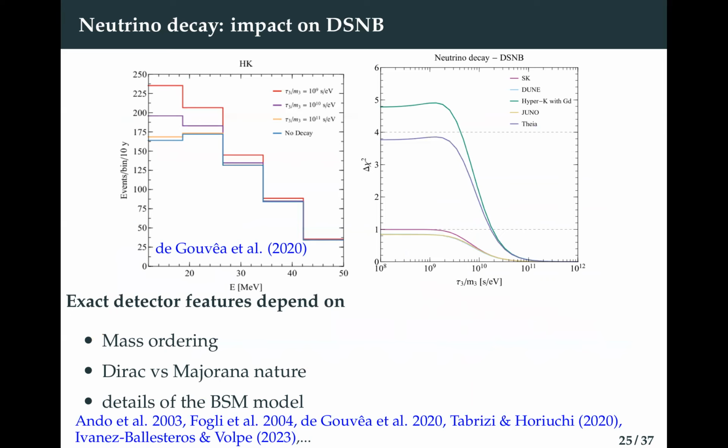So here you can see how that can change the signal. On the left-hand side, you have the event rate in Hyper-K without the neutrino decay, and then with neutrino decay. So depending on the exact scenario that you have, you can get an increase or decrease of the number of events. Here it is an increase because we are making more light mass eigenstates, so more neutrinos are detectable. And this can probe lifetimes versus mass around 10 to the 9. So as you saw on the previous plot, pretty long.